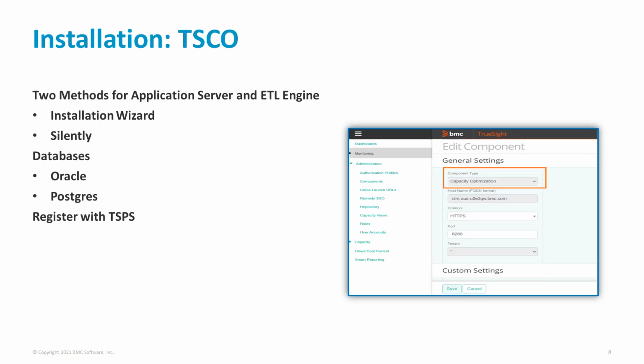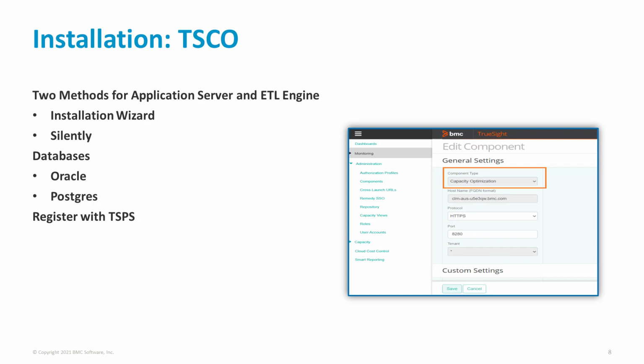Another important component is TrueSight Capacity Optimization. You can install TrueSight Capacity Optimization using Installation Wizard, or you can use Silent Installer. You need to make sure that you have Remedy Single Sign-On and Presentation Server installed prior to running the TrueSight Capacity Optimization installer. As shown in the screenshot here, you can configure your Capacity Optimization Server with TrueSight Presentation Server, which is the integration point between your presentation server and capacity.